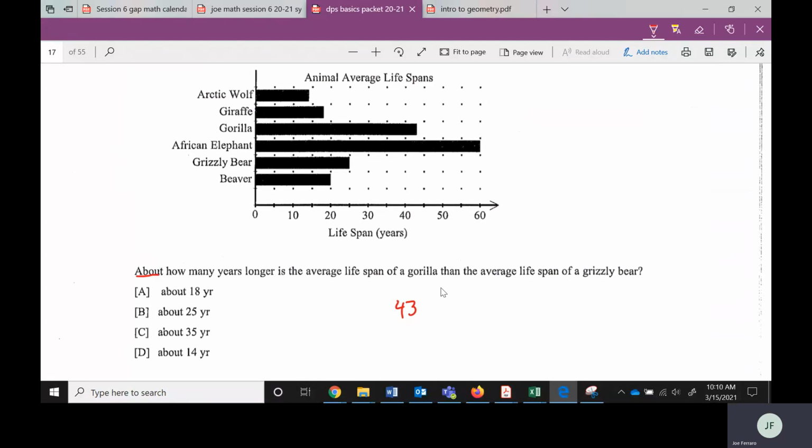We want to know how much more that is than the grizzly bear. Grizzly bear, that looks to be exactly right in here. There's 20, here's 30, so that's got to be 25. So how much more? You subtract, you get 18. Now, even if you estimated this one to be 42 instead of 43, 42 minus 25 is 17. It's still going to be closest to that answer. So that's why they say about.